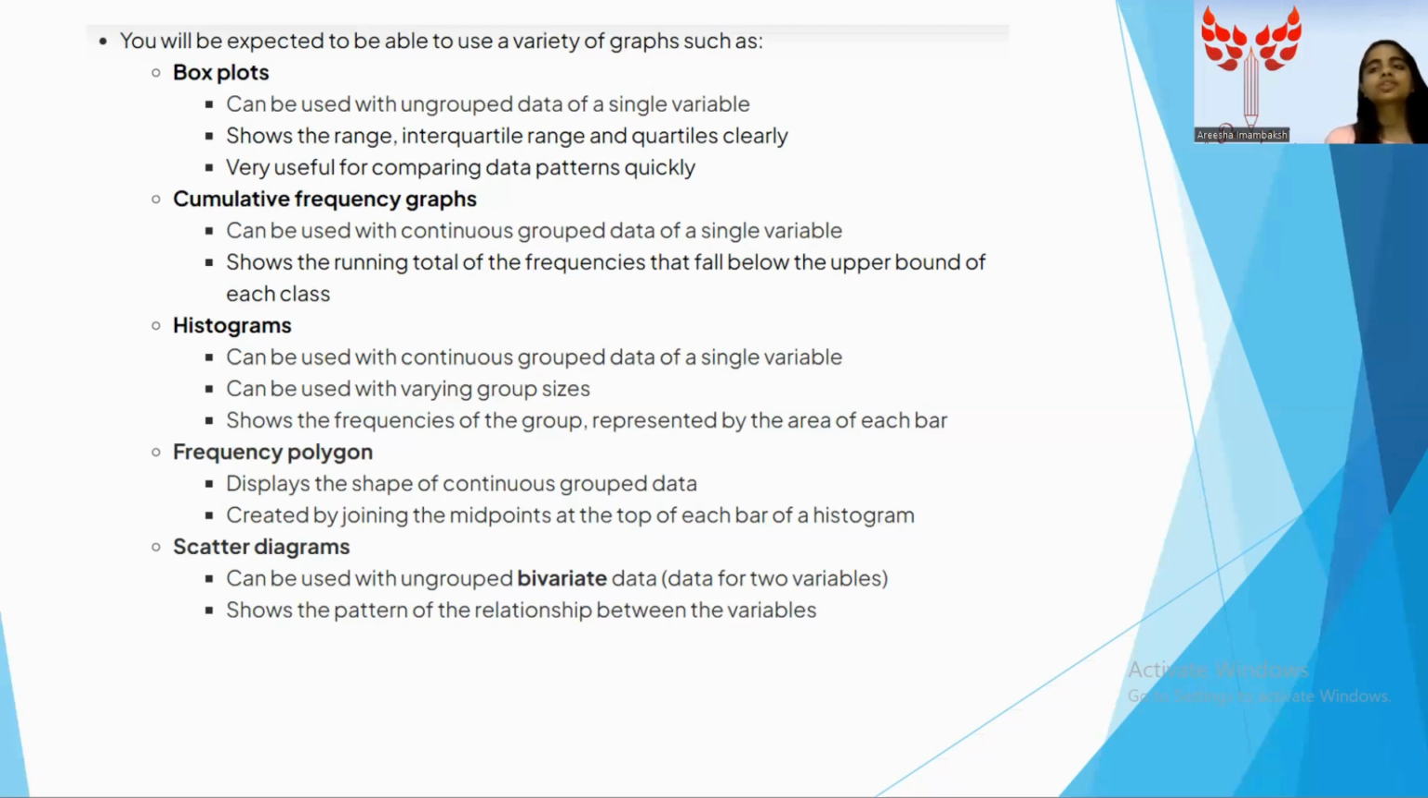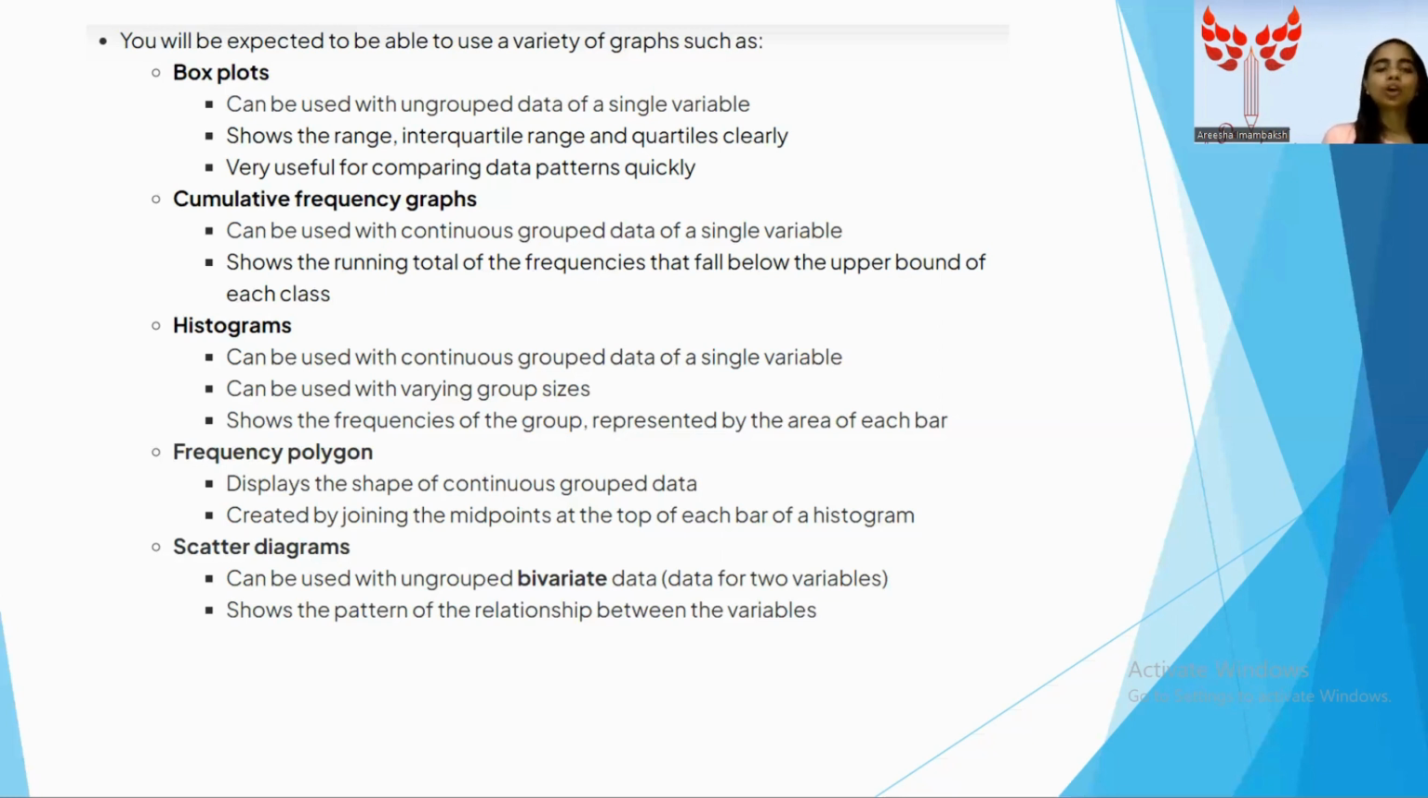We're going to discuss each of them further. Histograms, again, are used with continuous group data. The good thing about this is that the class widths can be different, and it can be used with varying group sizes, right? It shows the frequencies of the groups represented by the area of each bar, not the height, the area.